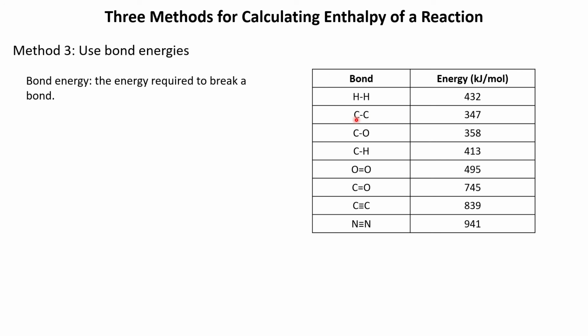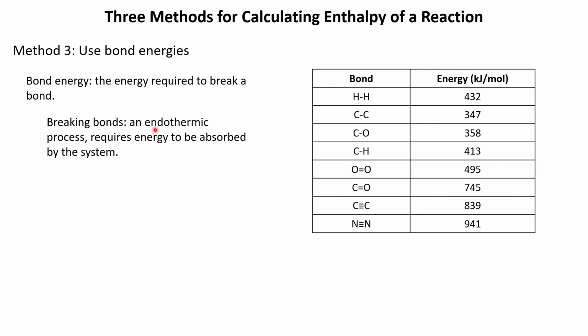But be careful with your bonds. You can see this is a carbon-carbon single bond, and it has a very different energy from a carbon-carbon triple bond. So you have to understand not only what elements are bonded, but how they are bonded. Now, when you break a bond, this is going to be an endothermic process. It requires energy to be put into the system or absorbed by the system. When you are forming bonds, however, that is going to be an exothermic process because energy is going to be released by the system into the surroundings.